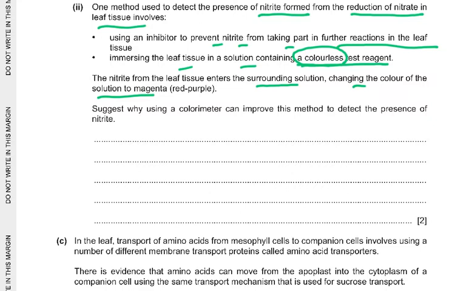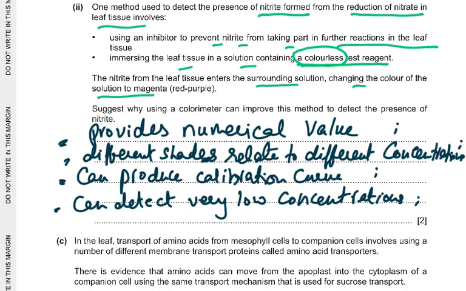Say the absorption is 10 or 20 or 30, so the darker the color, the more the absorption will take place. Different intensities or shades of the red purple color relate to different concentrations of nitrites, and then we can produce a calibration curve, and also we can detect very low concentrations with the help of a colorimeter. So: provides numerical value, different shades relate to different concentrations, can produce calibration curve, can detect very low concentrations.